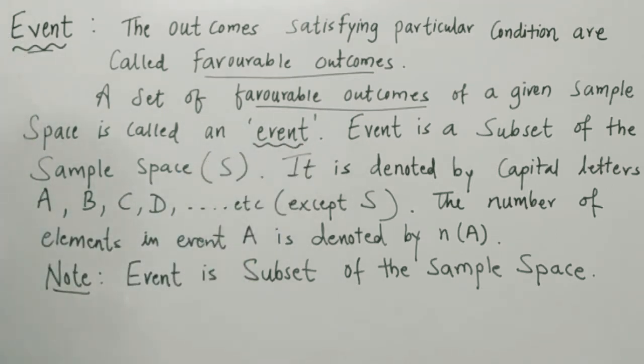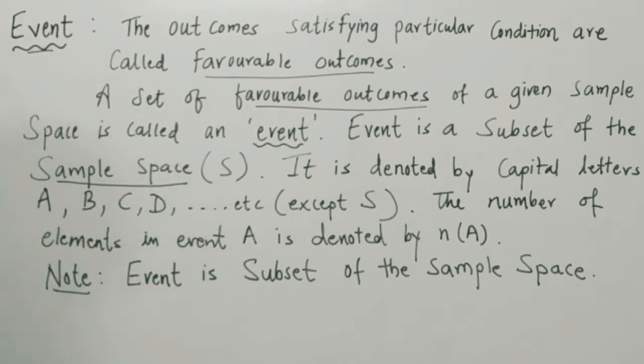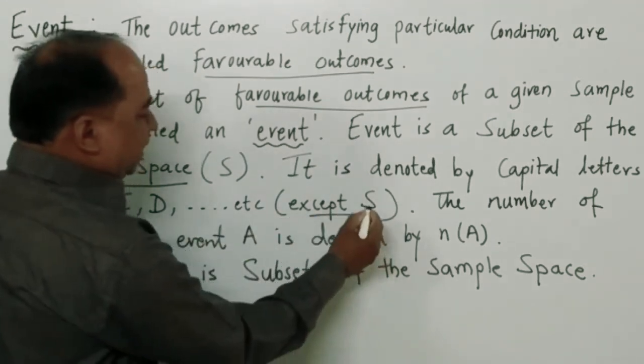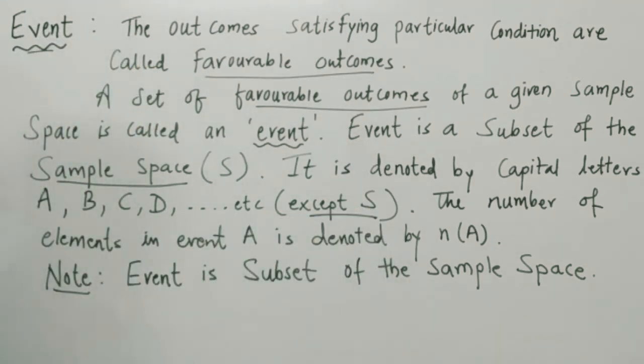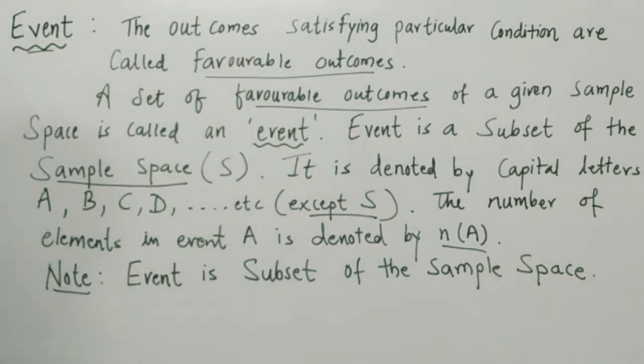Event is a subset of a sample space. It is denoted by the capital letters A, B, C, D except capital letter S. The number of elements in the event is denoted by n(A). Note that the event is a subset of sample space.